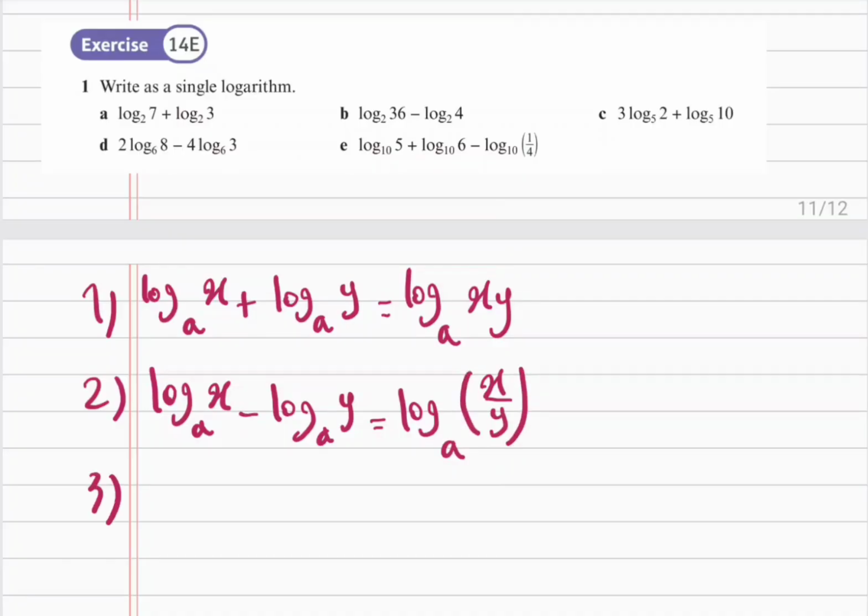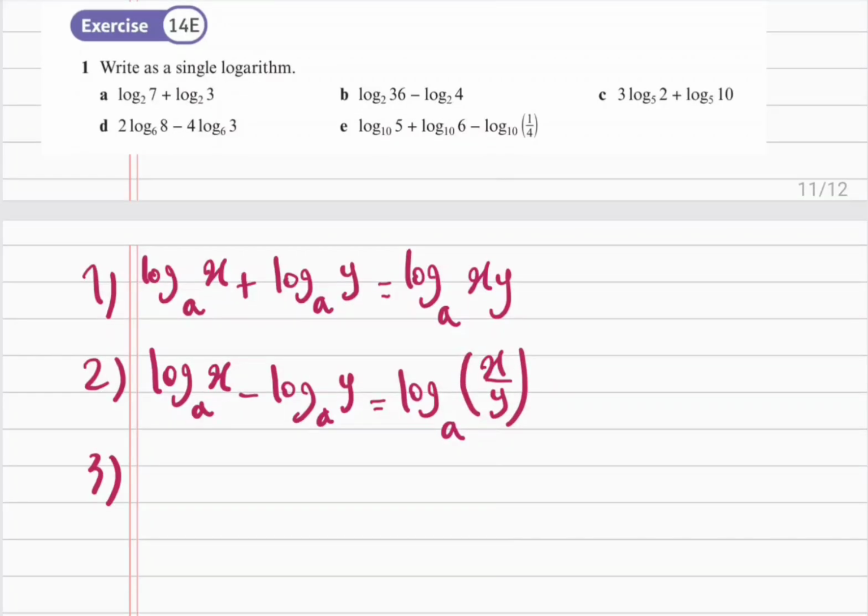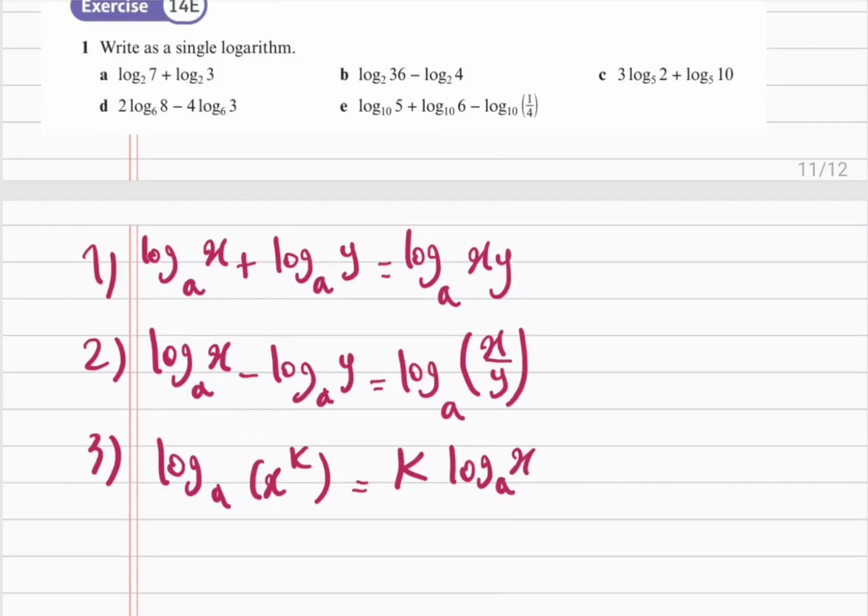Then the final one, which is called the power law. So that is log base a of x to the power of k. And in this case, this k, which is the power of the number, can become the coefficient of the log. So in this form, k log a x. We use this a lot, especially in terms of simplifying different expressions.